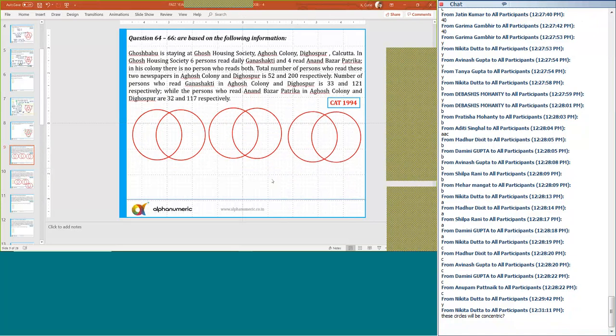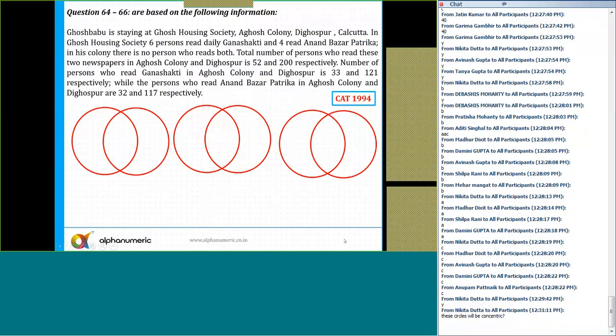Okay, now let's start with the discussion. It says Ghosh Babu is staying at the Ghosh Housing Society. So let's say this is Ghosh Housing Society. The other one is Aghosh Colony, and the other one is Digosur. In Ghosh Housing Society, 6% read daily Ganshakti and 4 read Anand Bazar Patrika. In his colony, there is no person who reads both. So here there is 0.